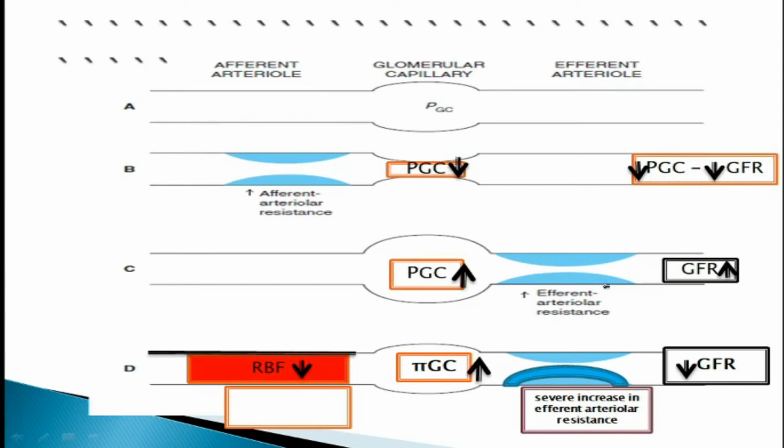Just have a look at this slide once again, which is showing three different segments: the afferent arteriole, capillary and the efferent arteriole. Whenever there is a decrease in the hydrostatic pressure, this is because of the increase in the afferent arteriolar resistance. Arterial resistance increase leads to decrease in the flow of blood. So whenever the flow of blood is decreased, hydrostatic pressure here will decrease, leading to decrease in the GFR.